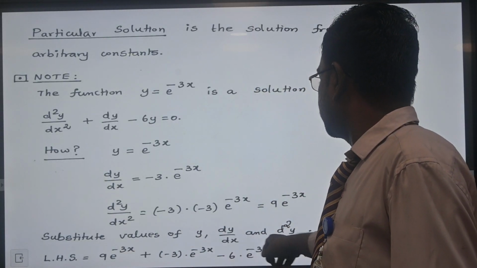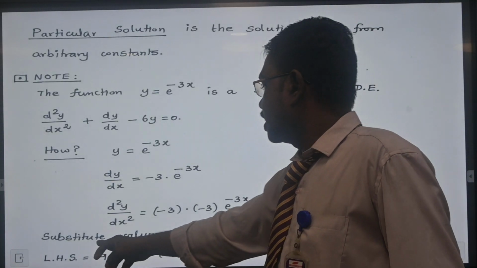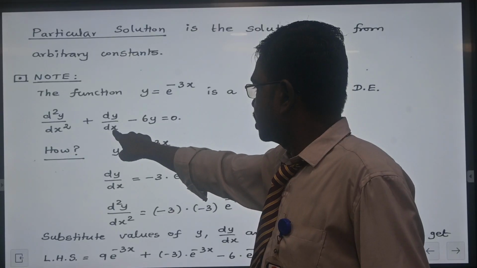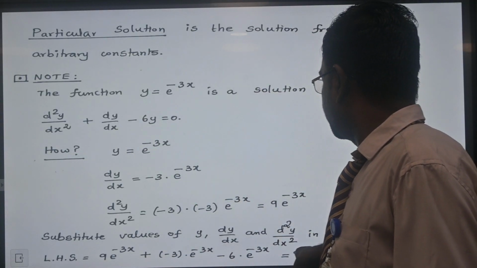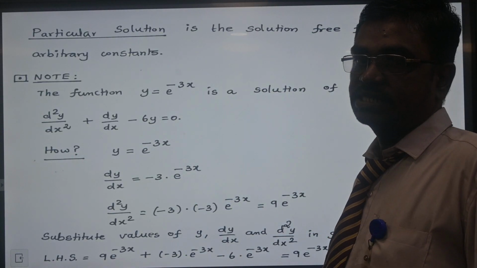So substituting these values in the given differential equation, we get the left hand side. Put all those values in the left hand side. After simplification we get 0, which is the right hand side.